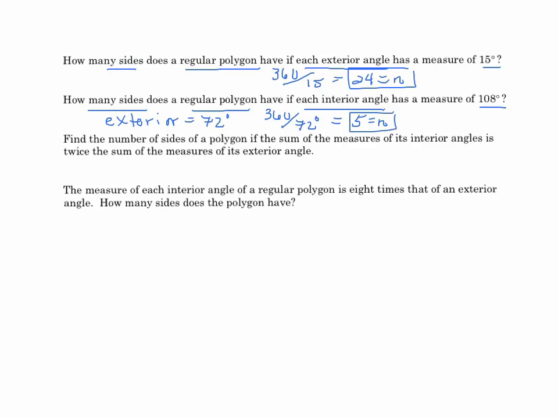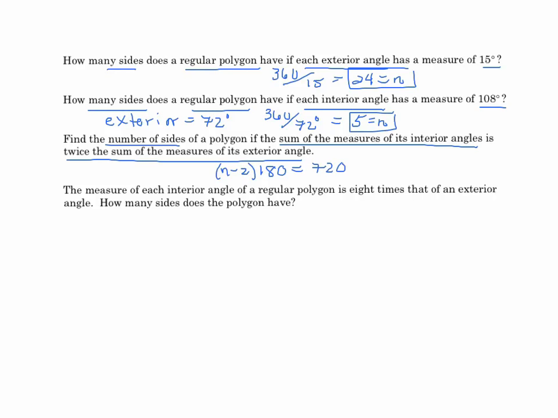In the next problem, we're again asked for the number of sides, but this time we're told that the sum of the measures of the interior angles is twice the sum of the measures of the exterior angles. So we'll see if we can set up an algebra equation. The sum of the interior angles we know is n minus 2 times 180, and we know that the sum of the exterior angles is 360. So twice the sum of the exterior angles must be 720.